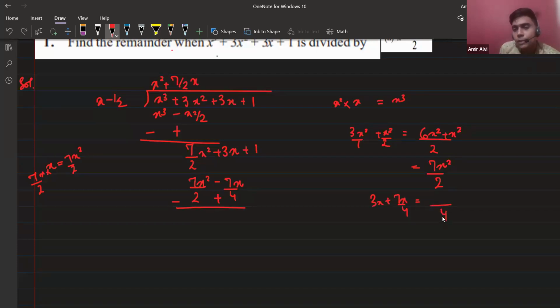So 3x plus 7x by 4. Add them. LCM will be 4. 3 fours are 12x plus 7x, so it will be 19x by 4. Clear? So 19x by 4 plus 1. Abdul, no, I want 19 by 4 x and I have x. So what should I multiply with x?